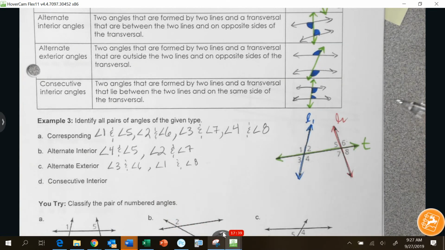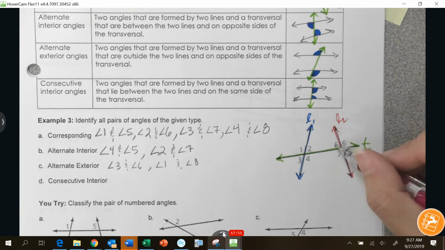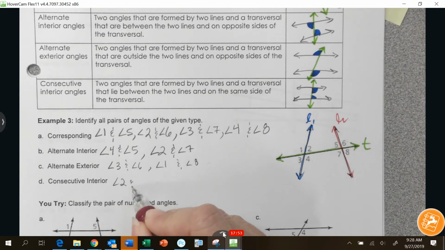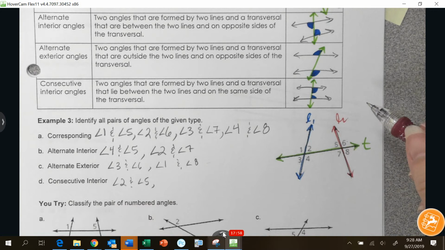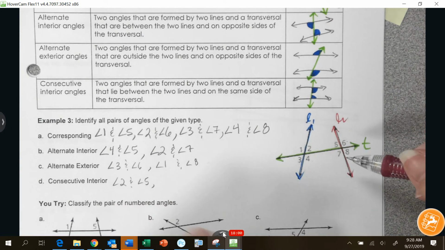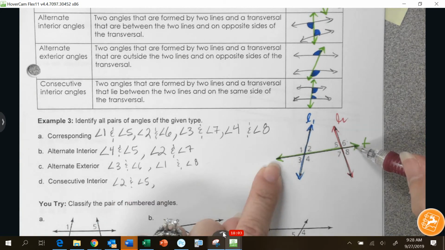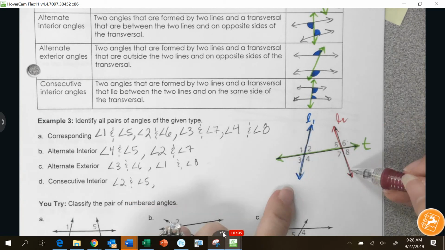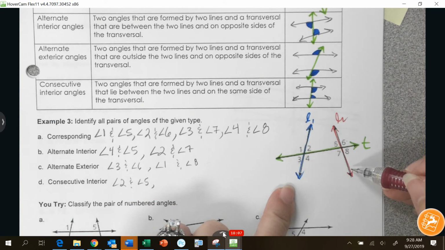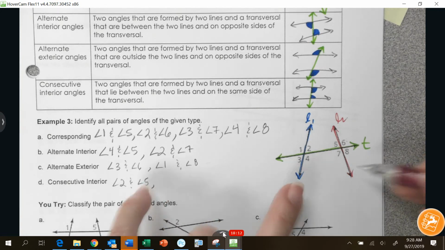Then we're going to do consecutive interior. Hayden Lockard, can you tell me 2 consecutive interior? Same side and inside. 2 and 5 are consecutive, yep. And Bella, you probably weren't even in here when we talked about it. Same side of the transversal on the inside of the 2 lines. Not angles 2 and 5 because that was already given. 4 and 7. Excellent.